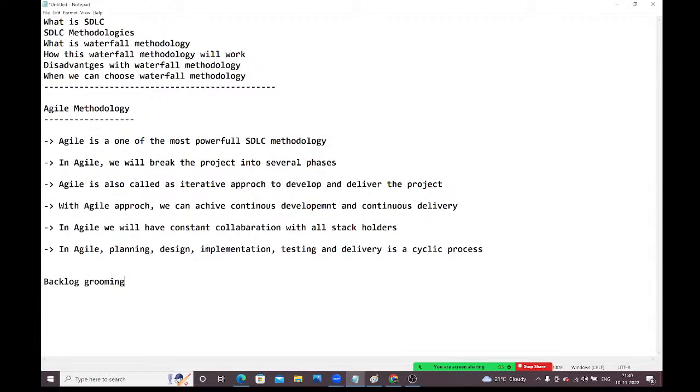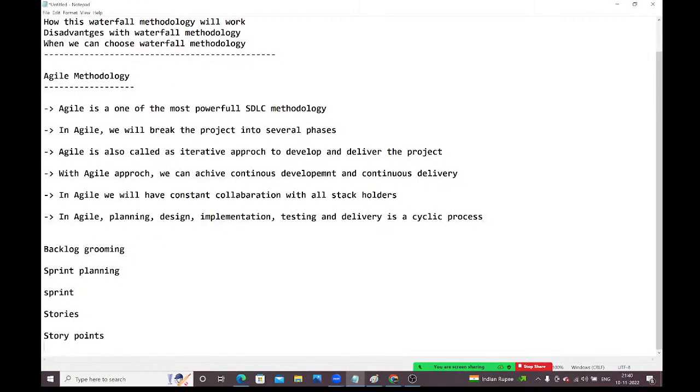For each sprint, we will have stories, and every story contains story points. Here we will take sprint planning, backlog grooming sessions, sprint planning sessions, story points. Next, we can take sprint planning, what is a sprint, stories, story points.